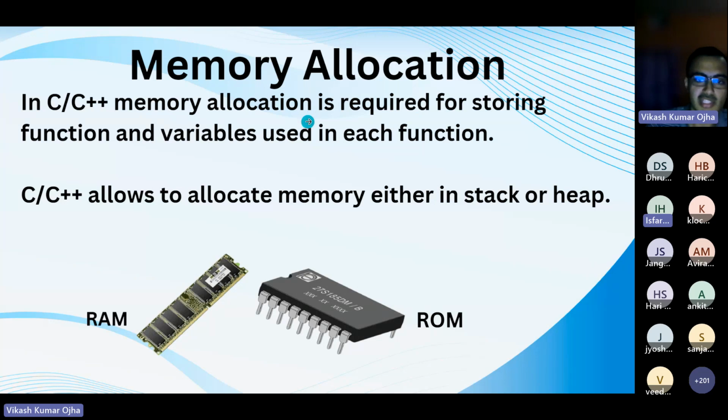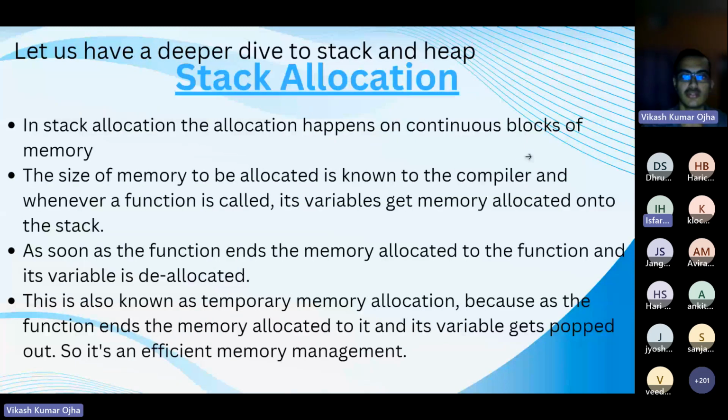In C++, memory is allocated in either the stack or the heap. So let's take a deeper dive into them. Let's look at stack allocation. Stack allocation happens in a continuous block of memory. If it is not clear what is meant by continuous block, I will make it clear in the next slide. For now, just remember it. The size, or the memory space, given to the stack is determined by the compiler while it is compiling the program.